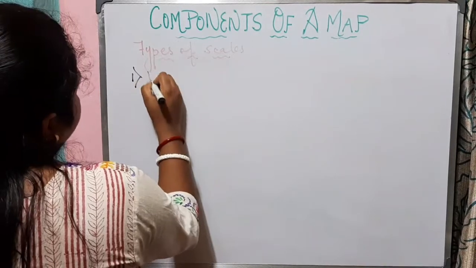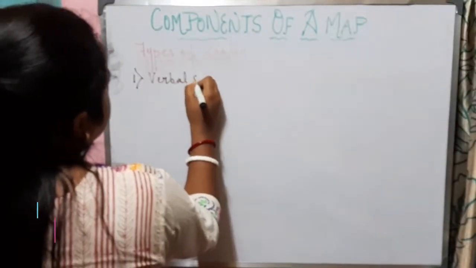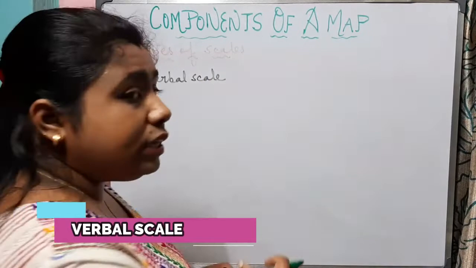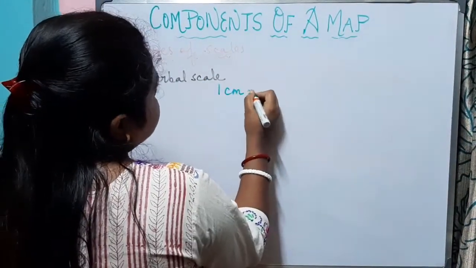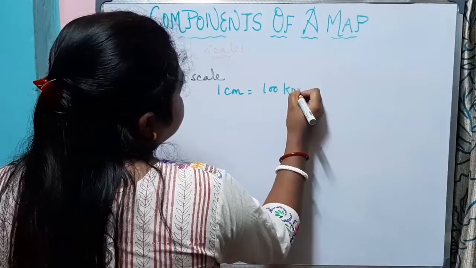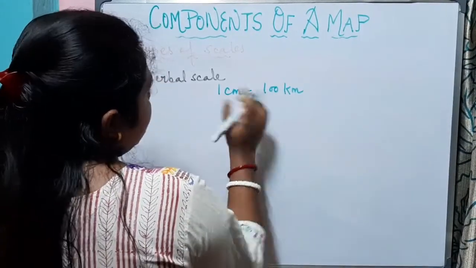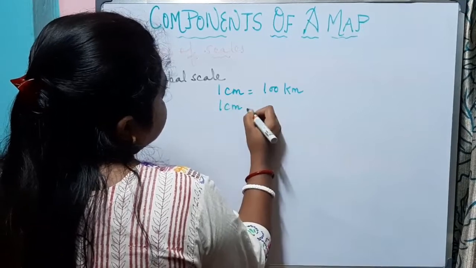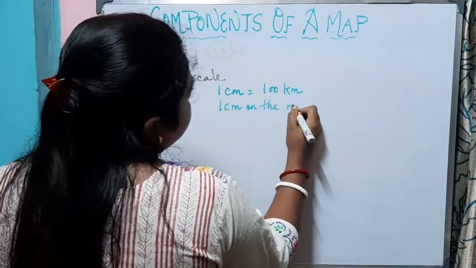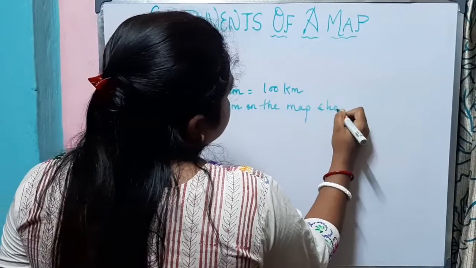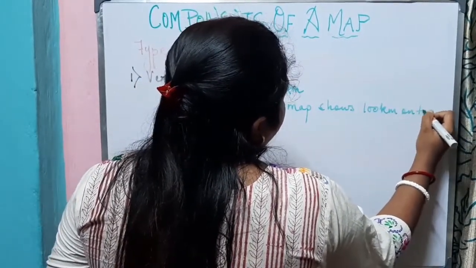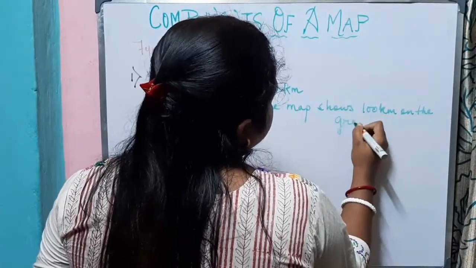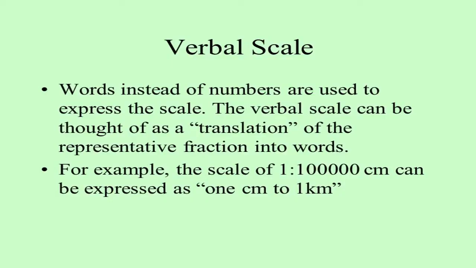Number 1, the verbal scale. You will notice that either below the map or at the top of the map, it is written 1 centimeter equals 100 kilometers. This is the scale of a map. Or it can also be written that 1 centimeter on the map shows 100 kilometers on the ground. This is referred to as a verbal scale.